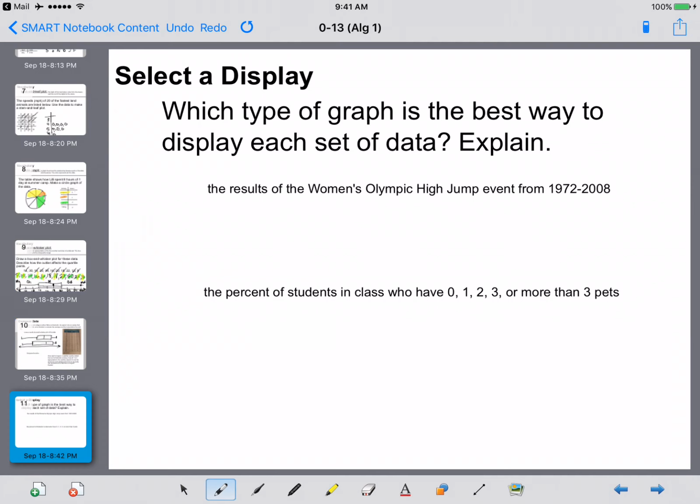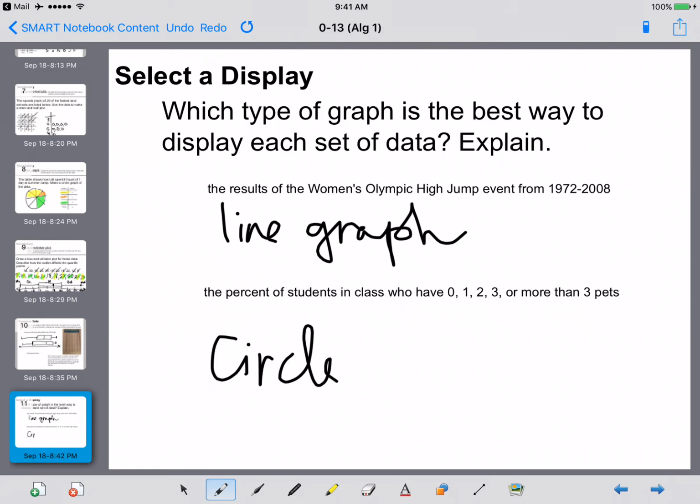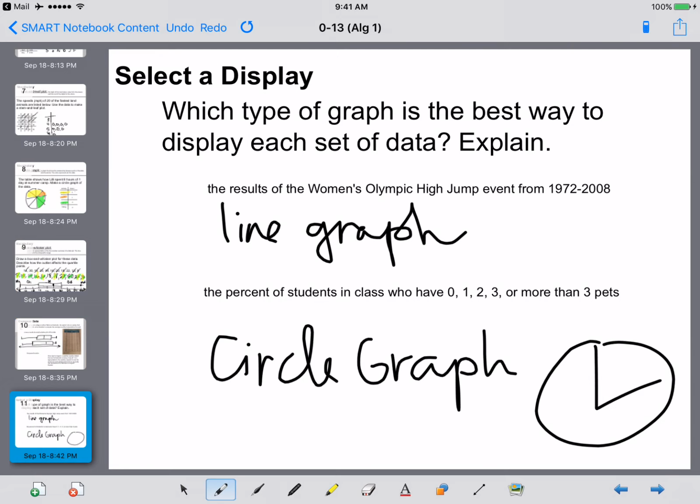And then finally, which type of graph is the best way to display each set of data? So what you would do is look at this and see the result of a women's Olympic high jump event from 1972 to 2008. I want to see that in a line graph so I can see the changes in the heights from the older years to the newer years. The percent of students who have 0, 1, 2, 3, or more than 3 pets, that would be a circle graph. So you can see all of the different shapes or how much each chunk takes up.